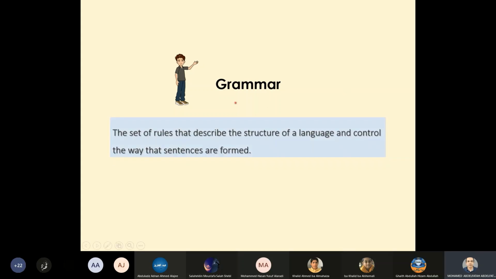And now let's start. Today, inshallah, students, you are going to have grammar. And at the beginning, just to remind you what is the meaning of grammar. Grammar is the set of rules, the group of rules that describe the structure of a language and control the way that sentences are formed.